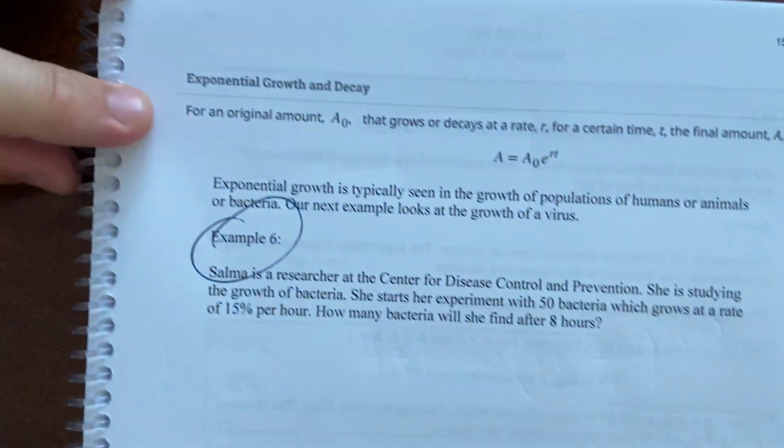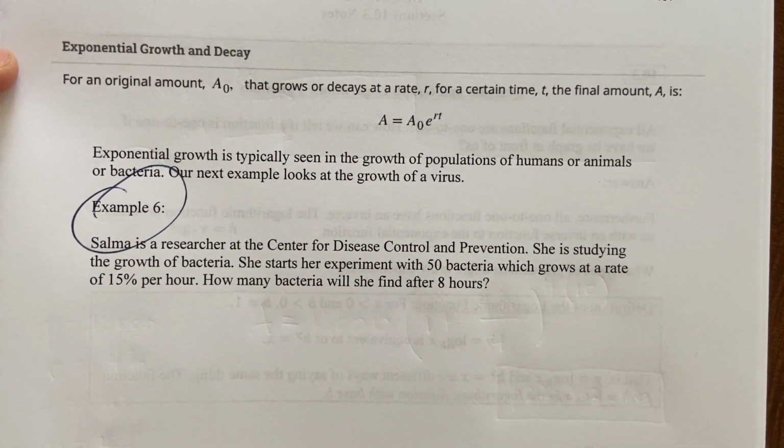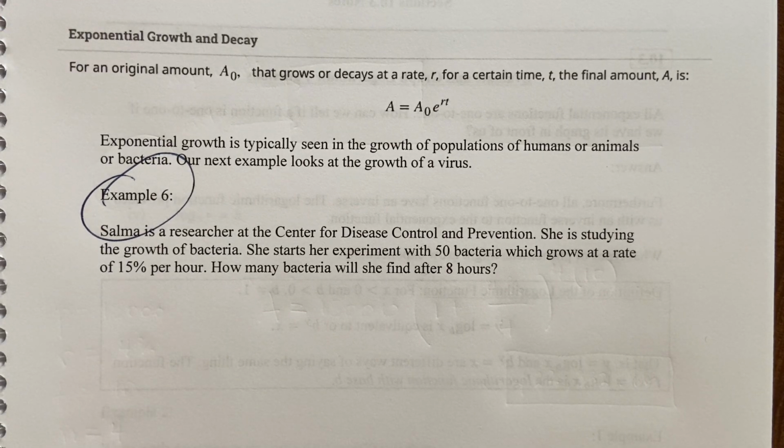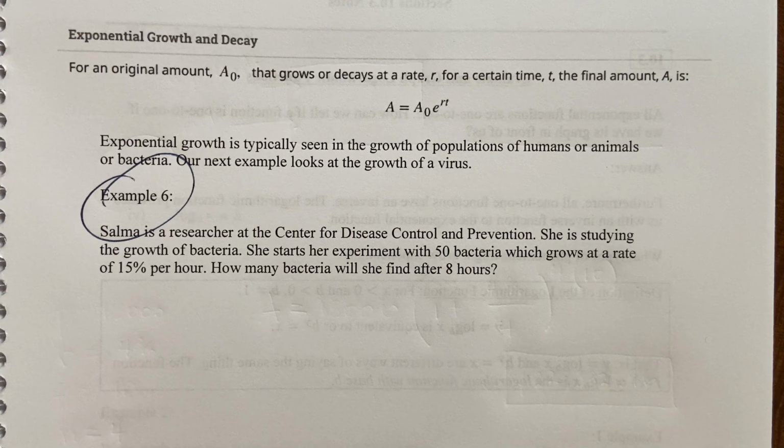I'm going on to page 151. This will be the last one I do in this video. So exponential growth and decay. So let's see, it says Salma is a researcher at the Center for Disease Control and Prevention. She is studying the growth of bacteria. She starts her experiment with 50 bacteria, which grow at a rate of 15% per hour. How many bacteria will she find after 8 hours?